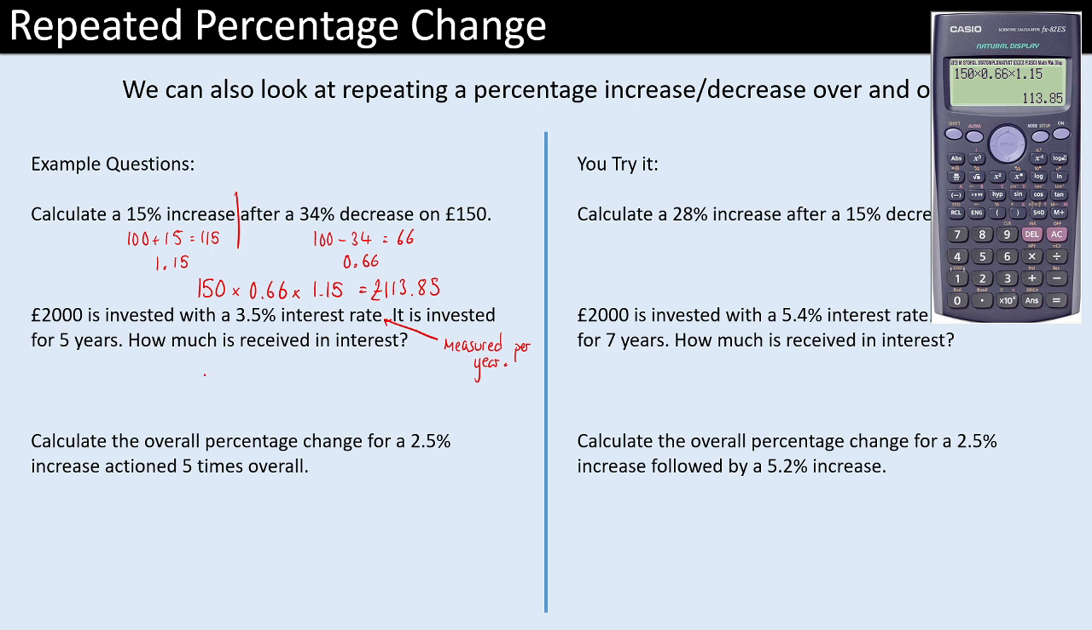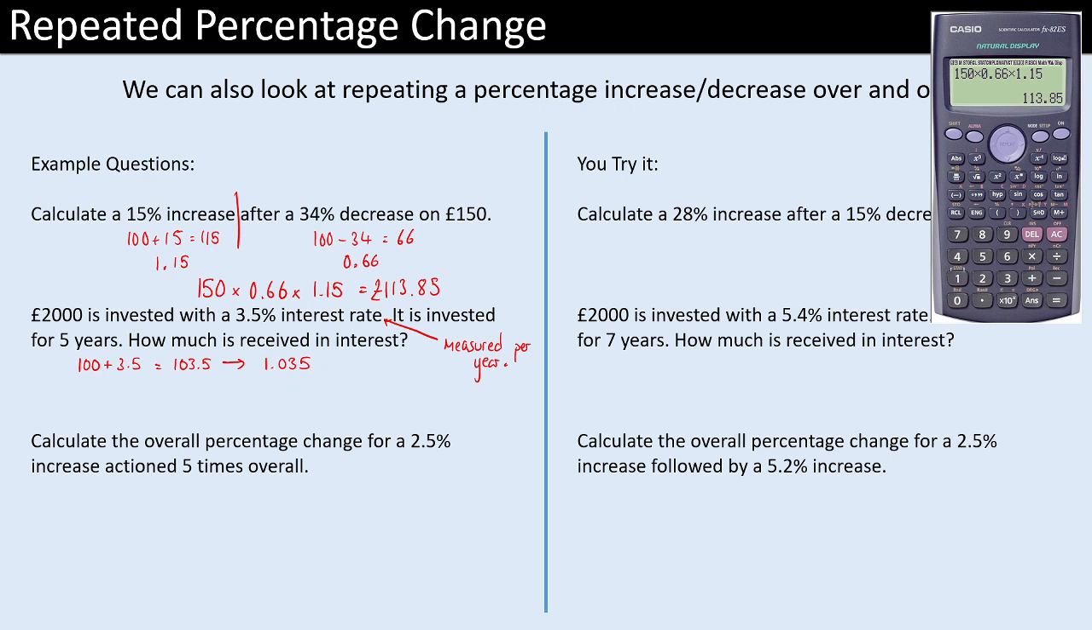Now, I still need to think of my multiplier. That has not changed. If you're investing, your amount should be growing. So we're going to be looking to do 100 plus 3.5 to make sure that it grows, which is 103.5. And then as a decimal multiplier, 1.035. Don't forget that 0. The number of students that I will see that will miss out that 0 and put 1.35 instead is higher than I would like.